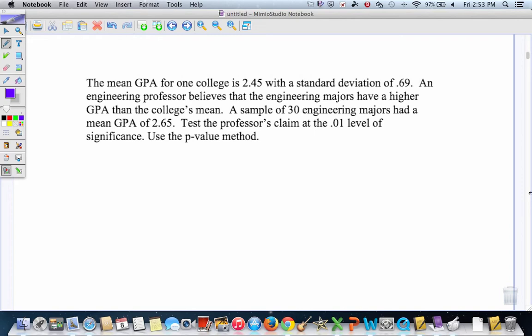We have one last example. We can zip through this one fairly quickly. Mean GPA for one college is 2.45. Standard deviation is 0.69. I'm going to highlight that right now. That's overall information. So even though it's not spelled out, that is a population standard deviation. Population standard deviation is table E. Engineering professor believes that the engineering majors have a higher GPA. Sample of 30, a GPA 2.65, test at the 0.01 level.